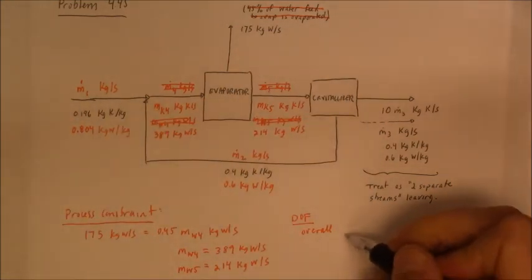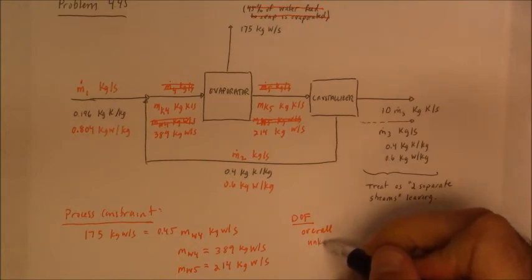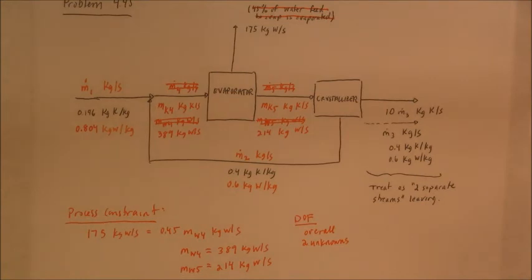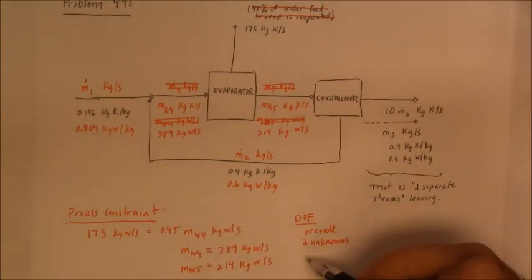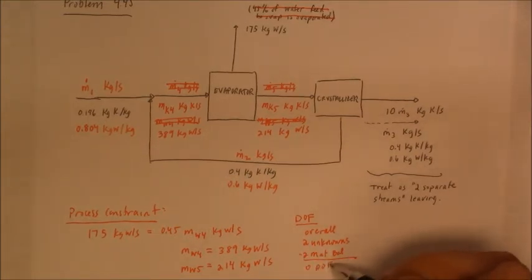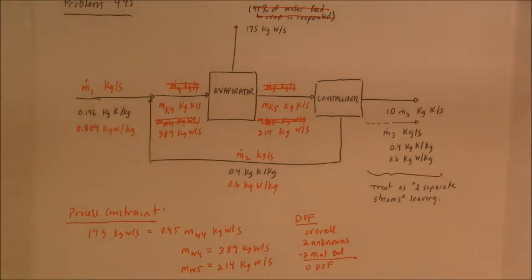So for the overall process, I have two unknowns. I have two species, so I can write two material balances. Therefore, I have 0 degrees of freedom on the overall process. So that could give me a good place to start. Well, let me just look at some of the other parts of the process.